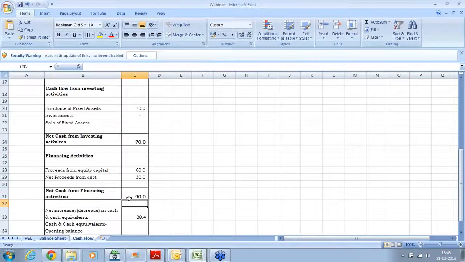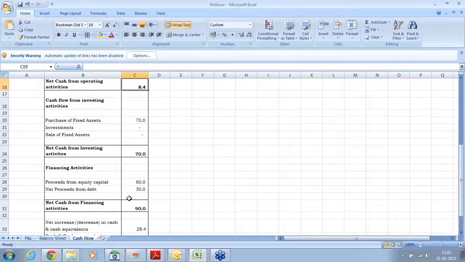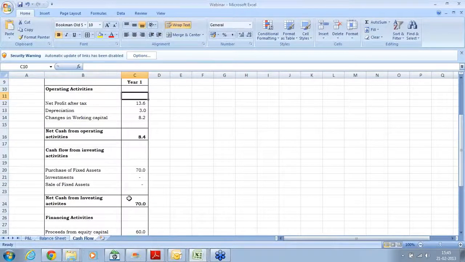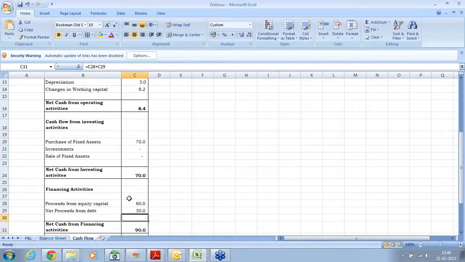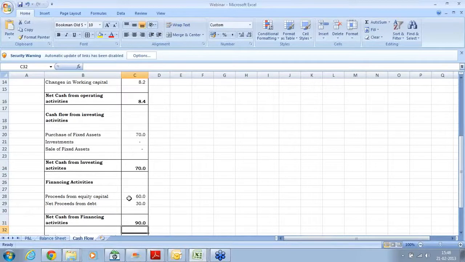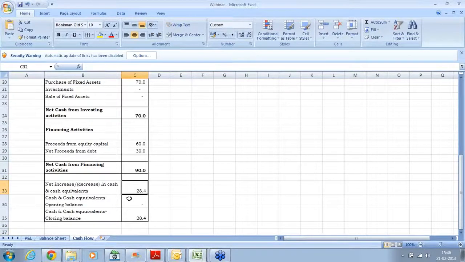How did this come? You can just add it up here. From your operations, you earned 8.4. That is from your business. Then you have raised 90, from equity and debt. So 90 plus 8.4 is the money which has come into the business. Out of that, for your fixed assets, you have spent 70. So the balance is 28.4. Just remember how you should see it.